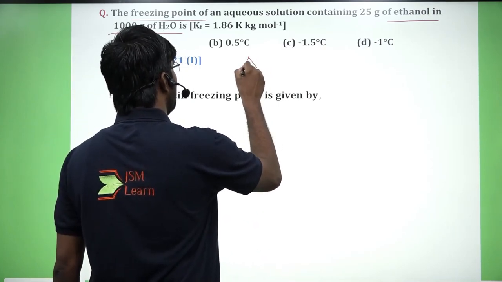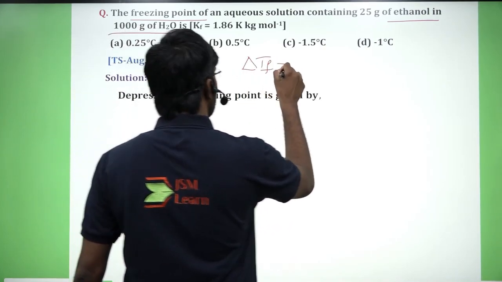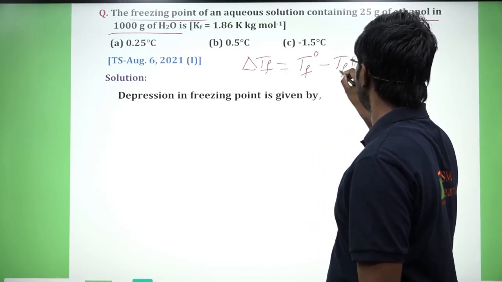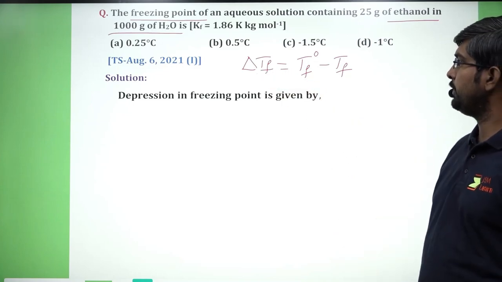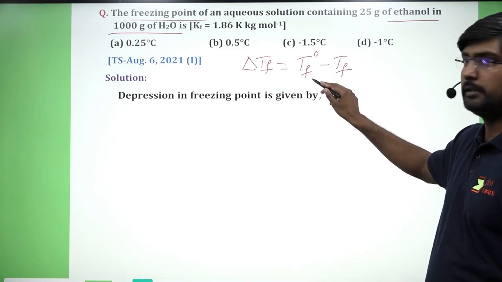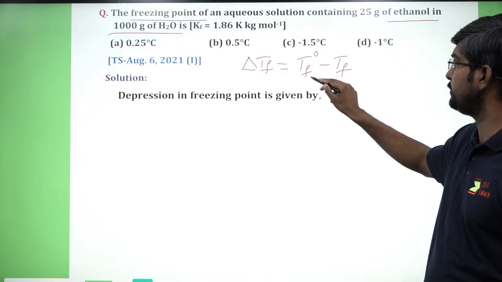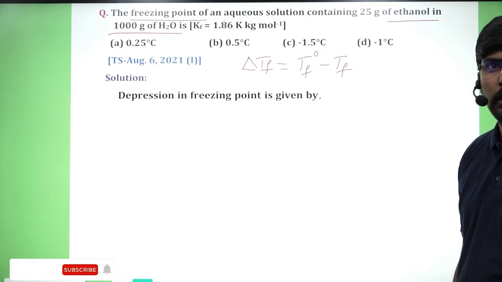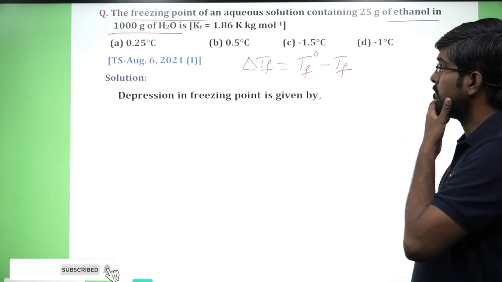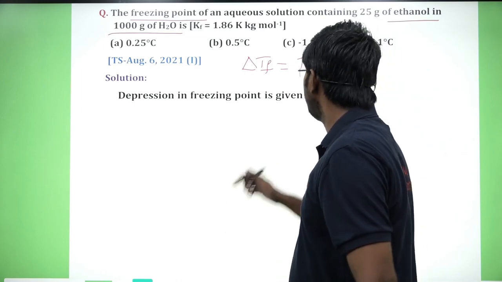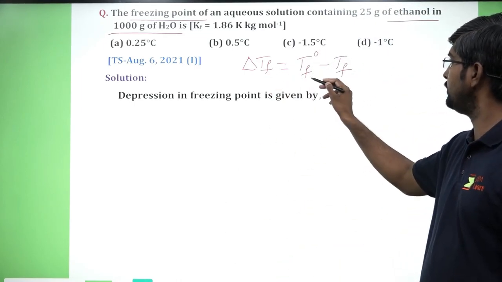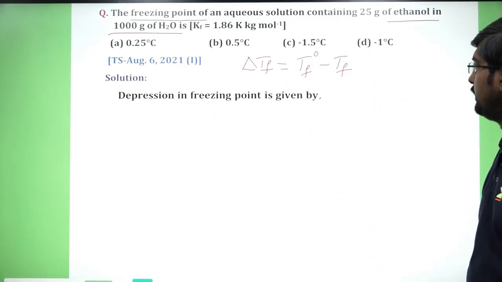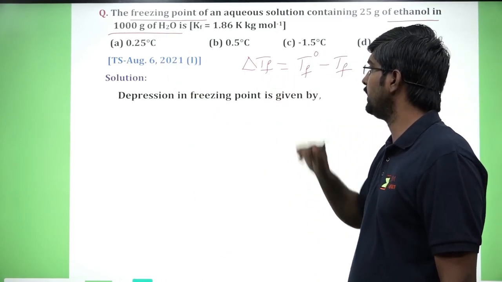We know that delta TF is equal to TF naught minus TF. Okay. So depression in freezing point equal to the, what is this? Freezing temperature or freezing point of pure solvent, and this is the freezing point of the solution. Okay. Clear. So from this we have to calculate, right? Now before that we don't know this. This is 0 degrees because the solvent is here water, that is 0 degrees centigrade freezing point. So here first we should calculate delta TF.